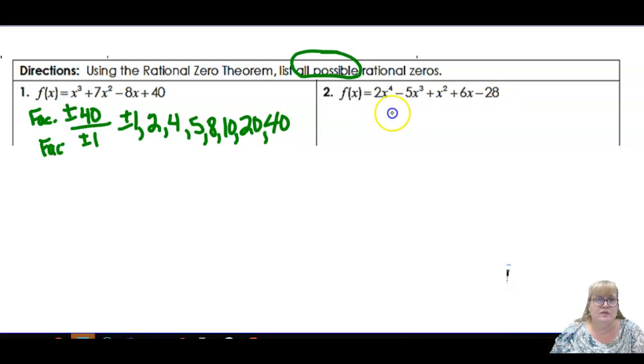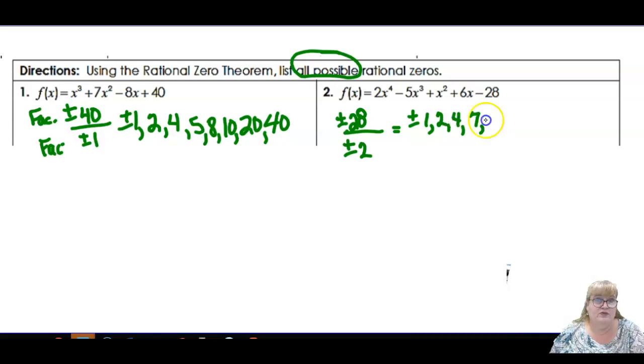Over here, we have all the factors of the constant back here, 28, positive or negative factors of 28, divided by all the factors of the leading coefficient, which is 2. Now, you don't divide this out and get 14, okay? You need all the factors, so I'd have plus or minus 1, 2 goes into 28, 4 goes into 28, 4 goes into 28 7 times, 2 goes in 14 times, and 1 goes in 28 times. I think that's it. And down here, we'd have plus or minus 1 and 2.